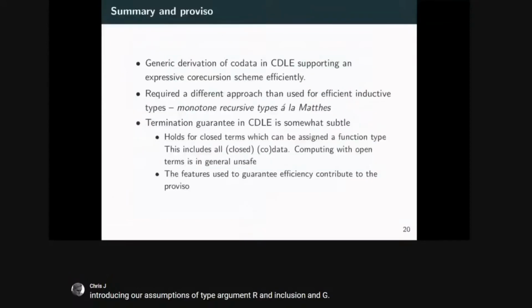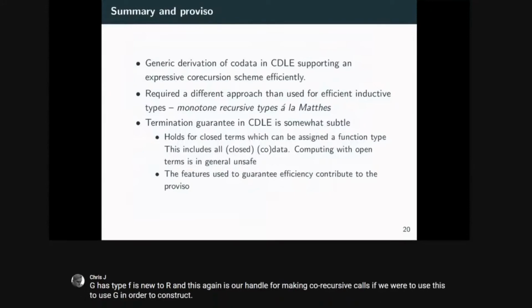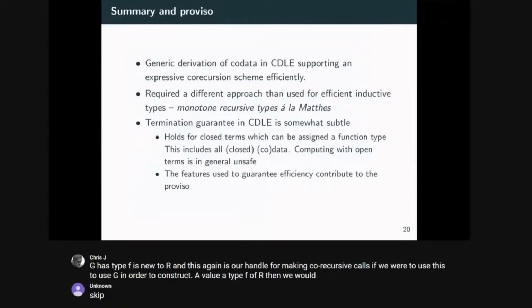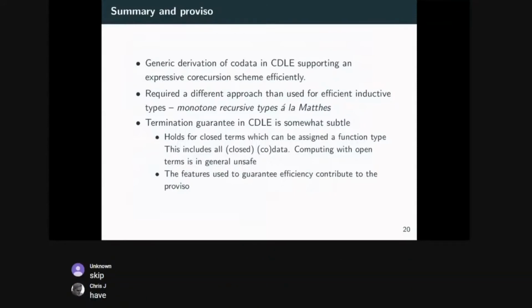So in conclusion, we presented a generic derivation of codata in Cedille supporting an expressive co-recursion scheme efficiently. In order to do so, this required a different approach than what we have used previously for efficient inductive types, namely leaning on monotone recursive types a la Matthes. The termination guarantee in Cedille is somewhat subtle. It holds for closed terms, which can be assigned a function type.